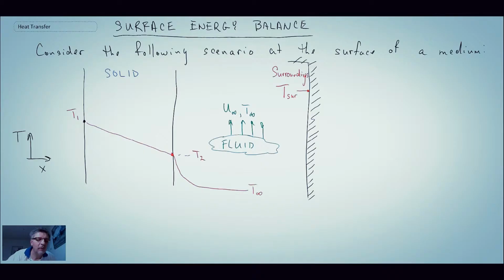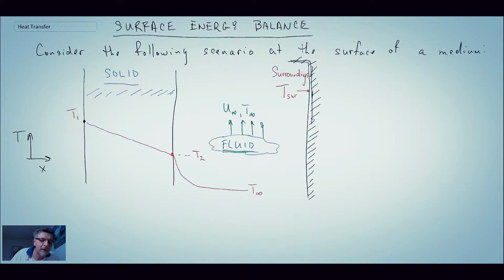Okay, so what we have here is a scenario with a solid, and this here is all solid. Then we get to an interface where we transition into a fluid. So there's a fluid outside of the solid. And then far away we get to some surroundings at temperature T surrounding.